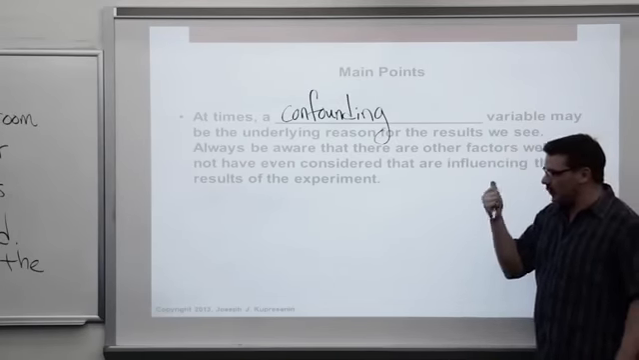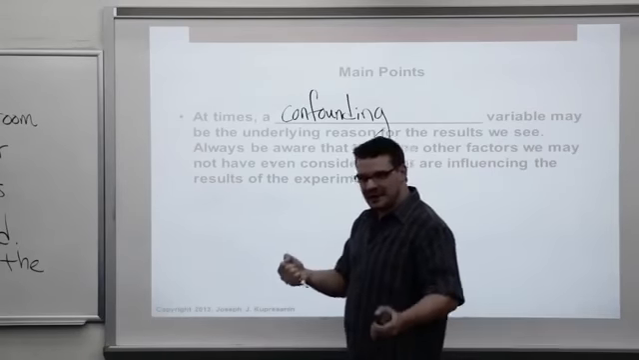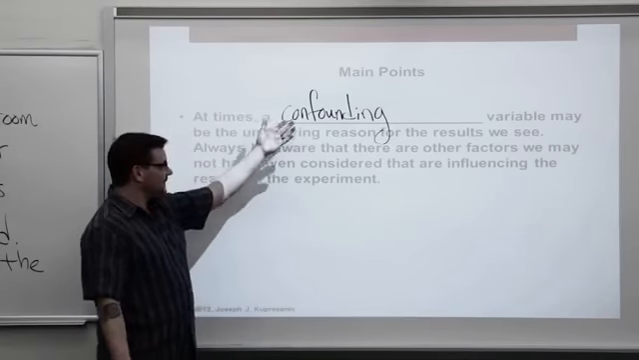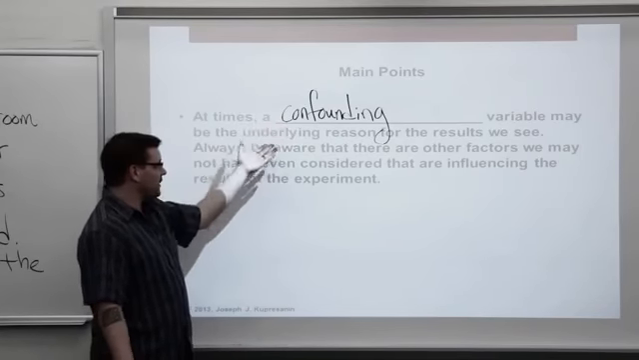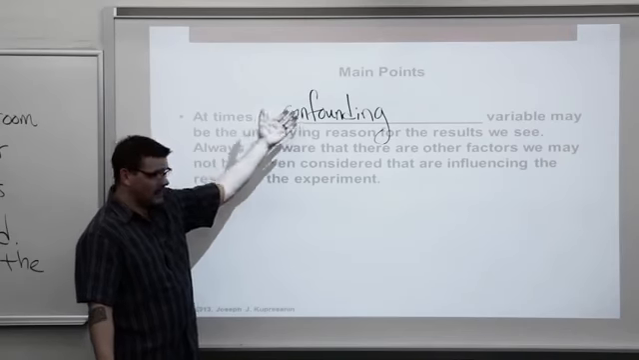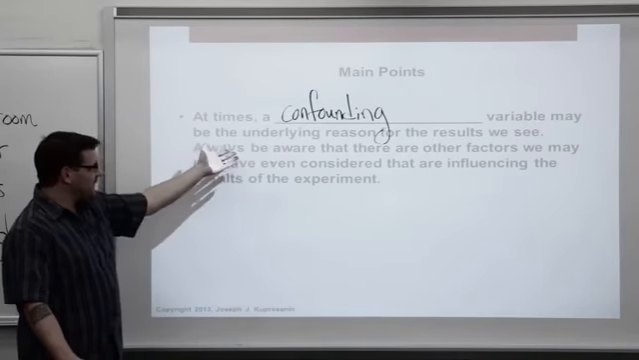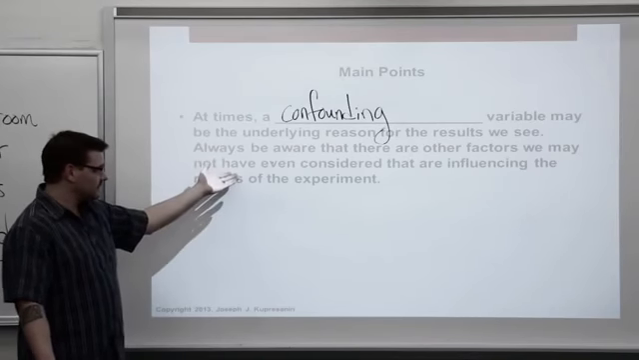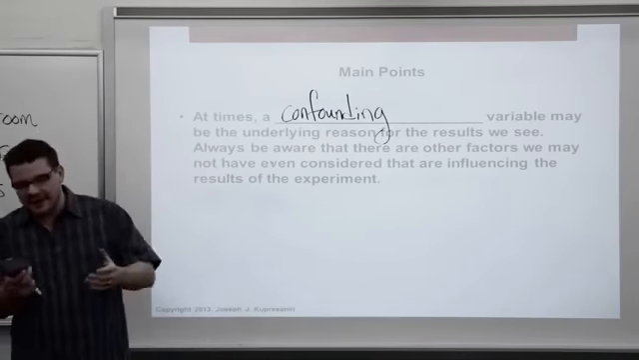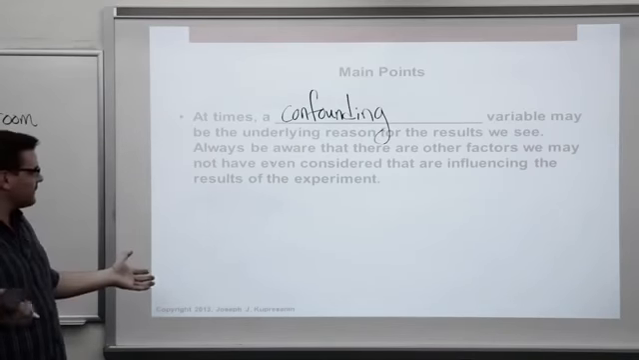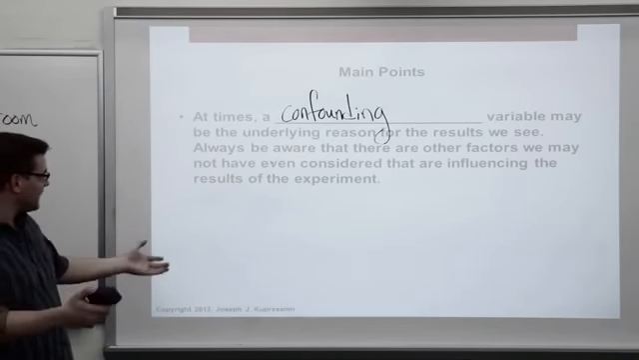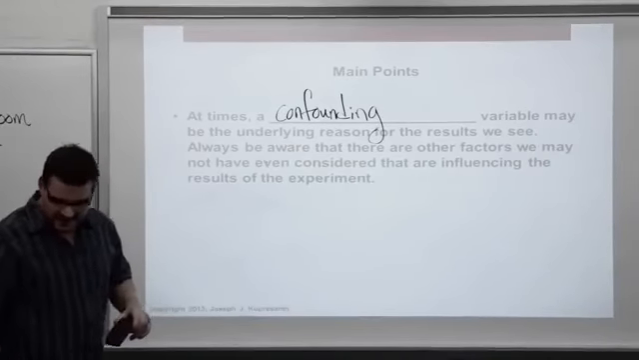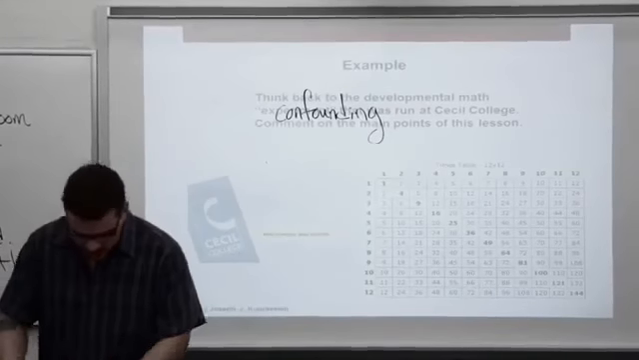So you run a nice watertight designed experiment, you get nice clean results, you think you've really got something, and then all of a sudden it was something you didn't even think about in the background that's really causing the results that you're seeing. That'd be a confounding variable. Always be aware that there are other factors we may not have even considered. Just because you run a designed experiment does not mean that you have arrived at the absolute answer for all of Earth and all of eternity, right? Always think everything through.